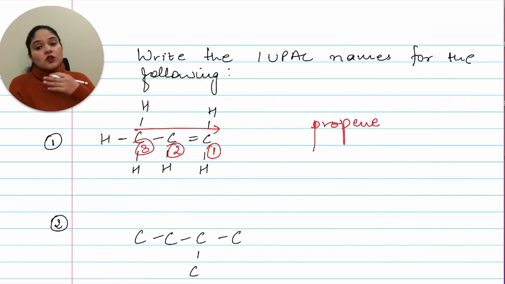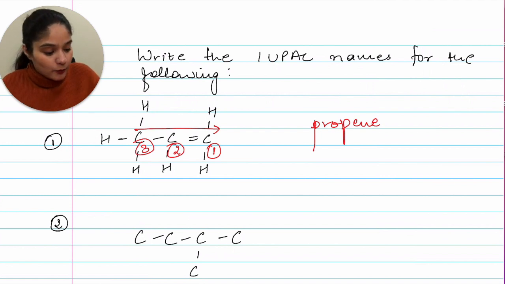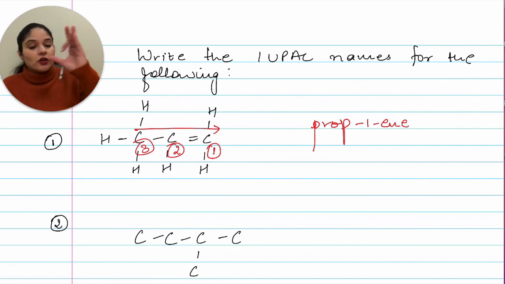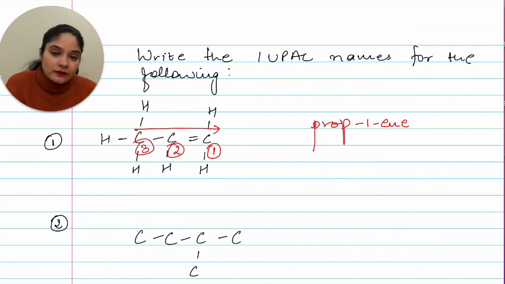Now, if this was a longer chain, because if I look at my position of double bond, I can also write this as prop 1 ene. But since it is the first position only, it doesn't matter. Okay. Because even if it was from the other side, it will still be prop 1 ene. So you can write prop 1 ene or you can write propene.